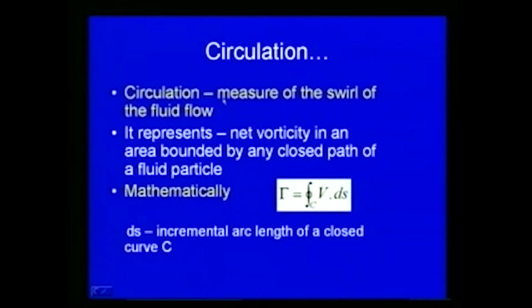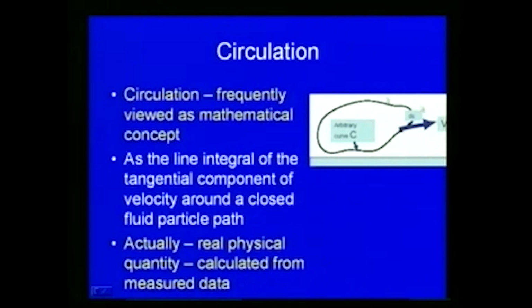So, it is generally considered as the measure of the swirl of the fluid flow, and it represents the net vorticity in an area bounded by any closed path of the fluid particle. Mathematically, the circulation can be represented as capital gamma is equal to the integral over the curve C of V dot ds, where ds is the incremental arc length of a closed curve C as described in this figure.